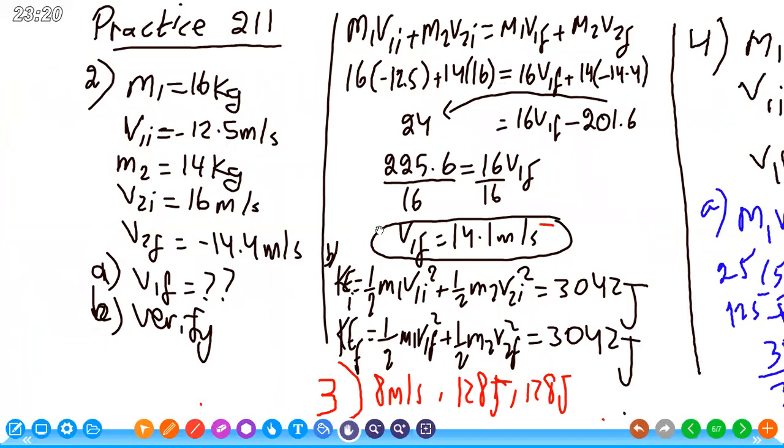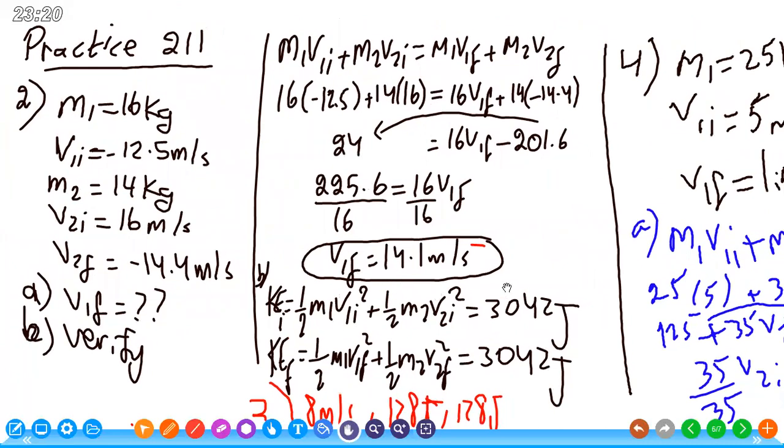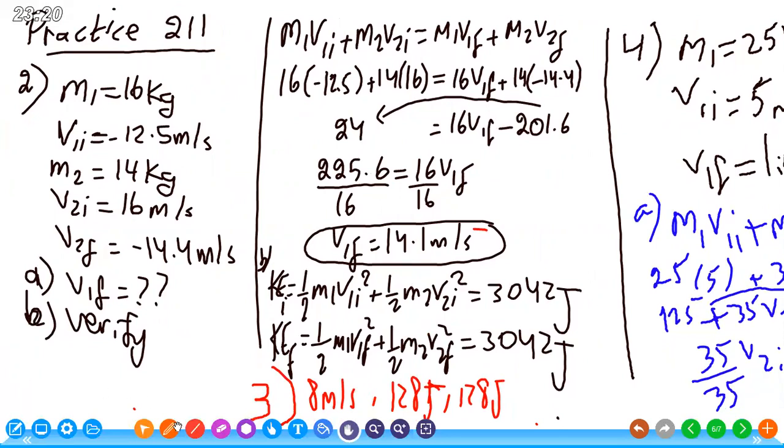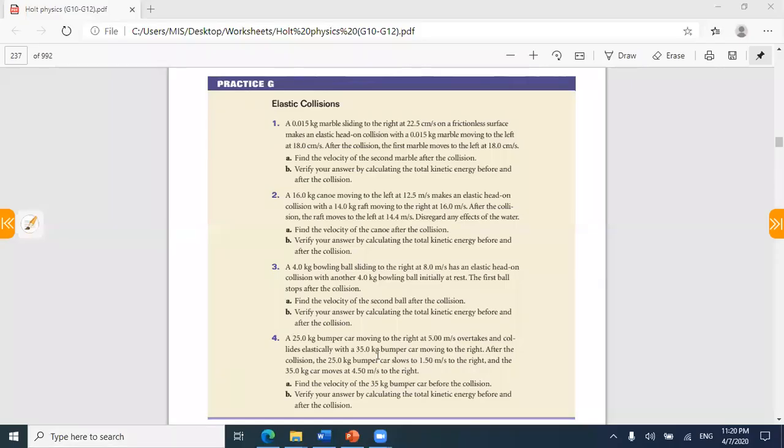Now here in page 211, I did also question number 2 for you, and also number 4. Let's go back to the book. In question 2, a 16 kilogram canoe moving to the left with 12.5 meter per second. So M1 and V1 initial is negative 12.5. It enters into an elastic head-on collision with 14 kilograms, so this is M2, moving to the right with 16, so V2 initial. Now after the collision, the raft, which we call M2, moves to the left with 14.4, which means V2 final is minus 14.4 meter per second. Find the velocity of the canoe, which was M1. So we have to find V1 after the collision, so V1 final, and then we have to verify the answer.